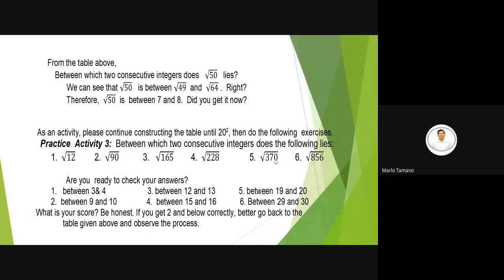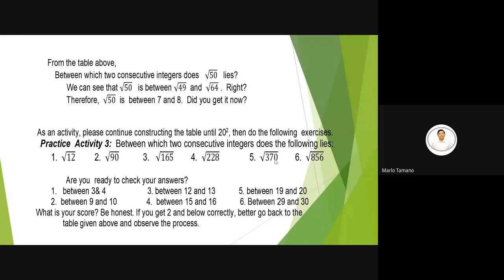361. The square root of 361 is 19. After 361, what's next? 400. Okay, so the square root of 361 is 19. The square root of 400 is 20.